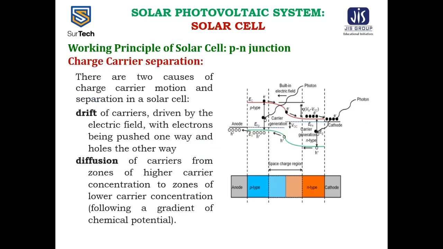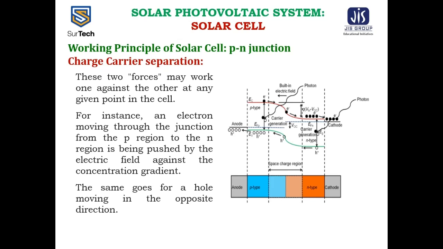Now, the charge carrier separation. There are two causes of charge carrier motion and separation in a solar cell. One is the drift of the carriers, driven by the electric field, with electrons being pushed one way and holes the other way. This is the electron flow and this is the hole flow. The other is diffusion of carriers from zones of higher carrier concentration to zones of lower carrier concentration, following a gradient of the chemical potential.